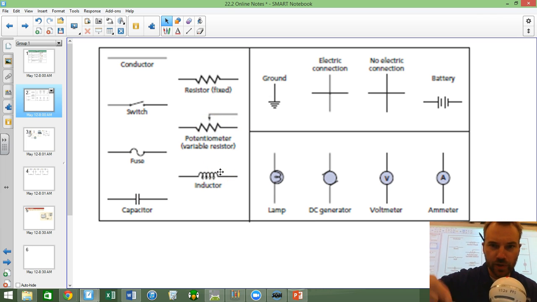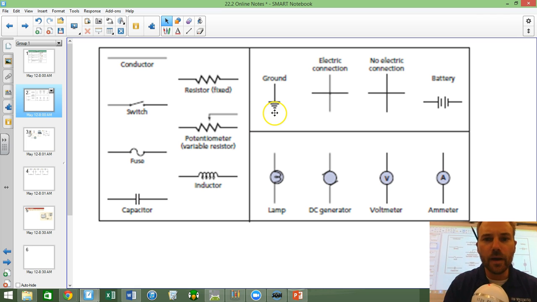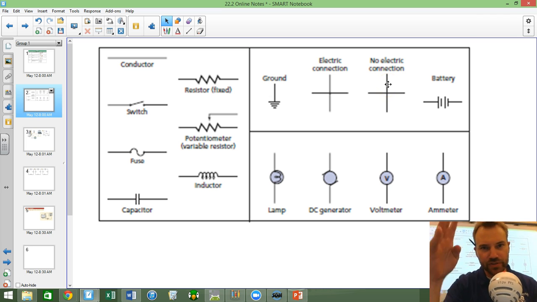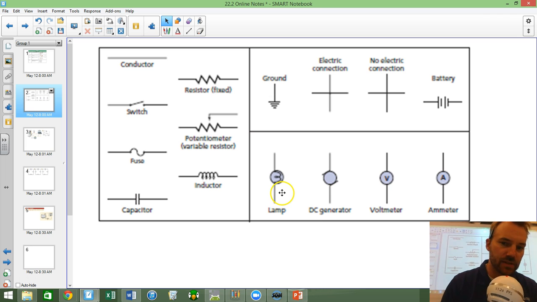An inductor is a coil of wire. Remember we took coils of wire and we made magnetic fields? That's called an inductor. If you have an electrical connection, a lot of times you fill it in with a dot. And if there's no electrical connection, sometimes you'll see it jump over top of. The ground. Here, this is a lamp.